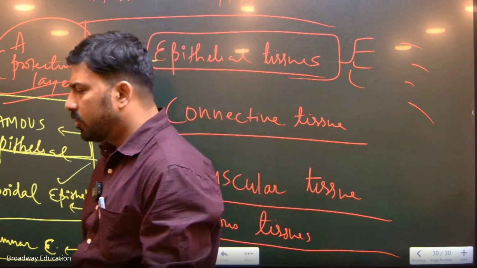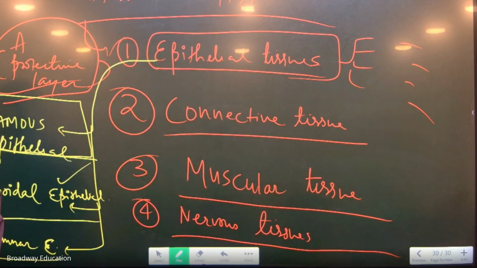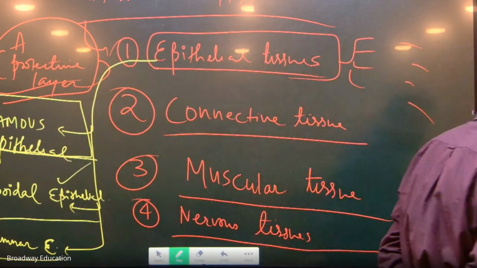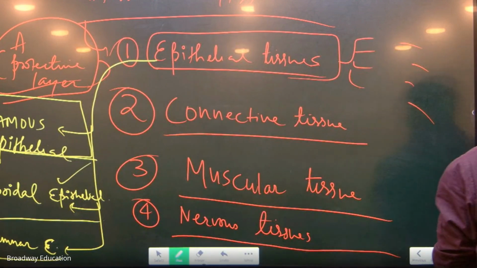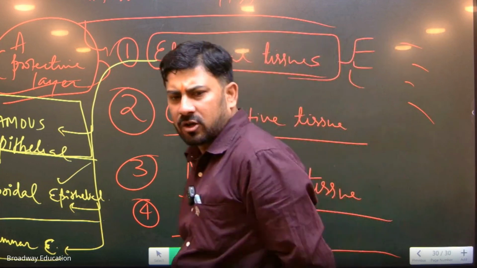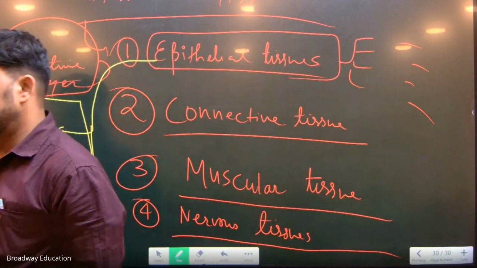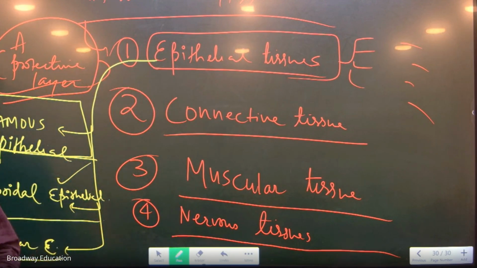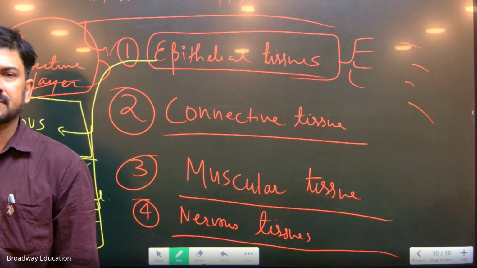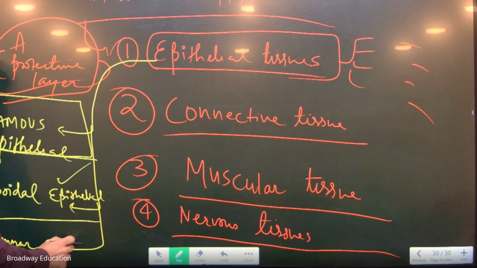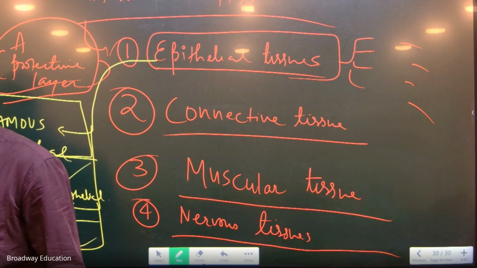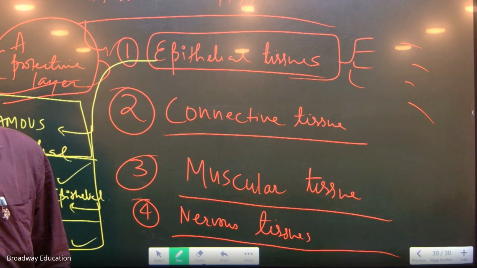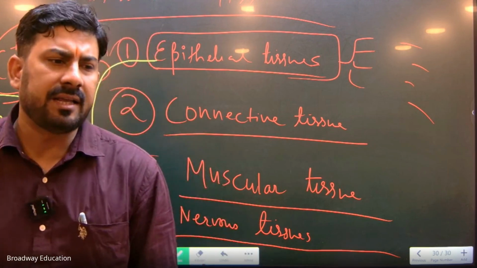The cuboidal epithelials are found in the inner lining of the intestine. Underline with the red pen all things important. Inner lining of the intestine. Now, the third one is columnar epithelial, found in the lining of the kidney.